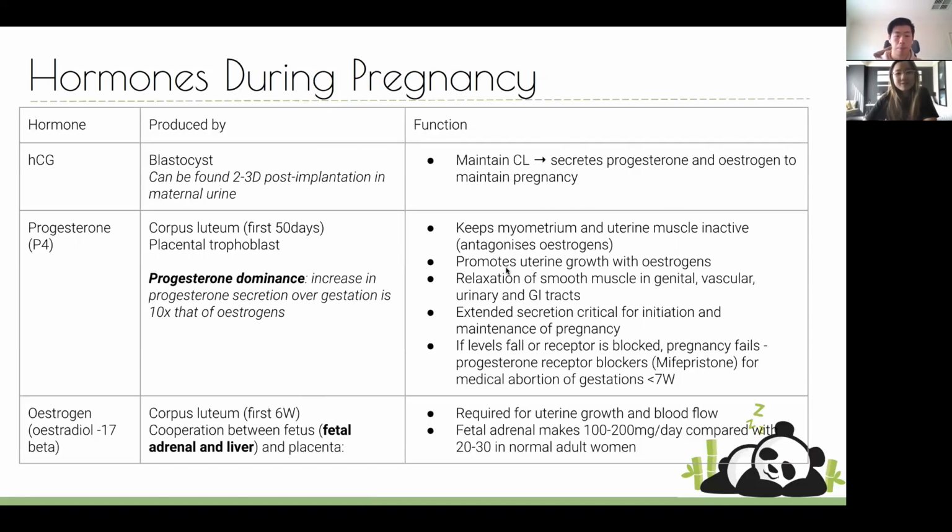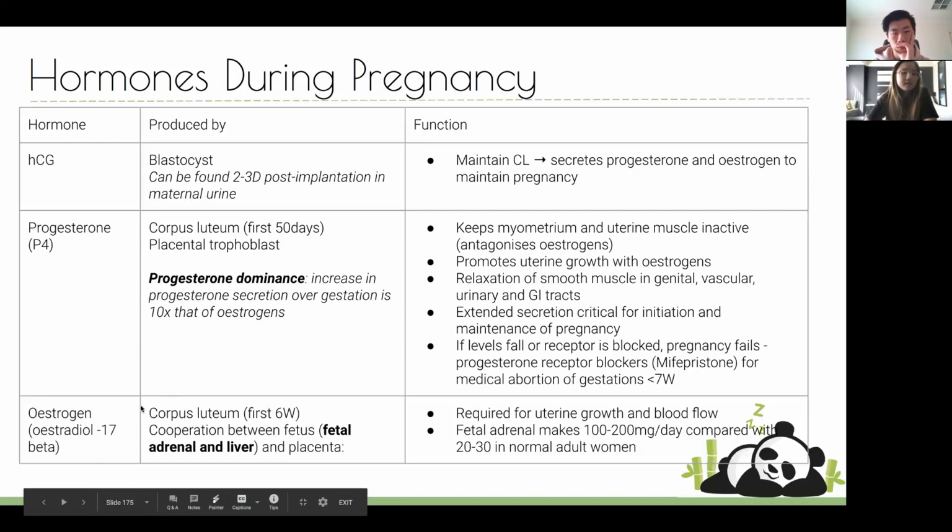It promotes uterine growth with estrogens. It relaxes the smooth muscle of the genital, vascular, urinary, and GI tracts. It's got a lot of things. Essentially, if levels of progesterone fall or if a receptor is blocked, the pregnancy will fail. That's the basis of medical abortions of gestations less than 7 weeks. Essentially, they give this drug called mifepristone, which is a progesterone receptor blocker, and that causes the pregnancy to fail.